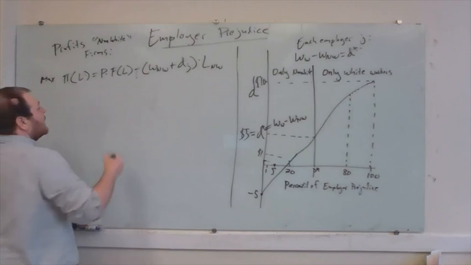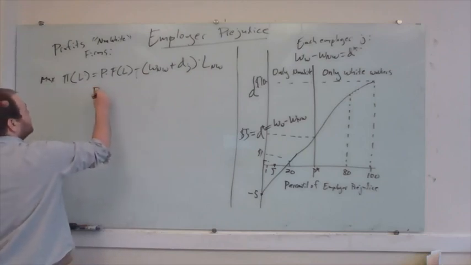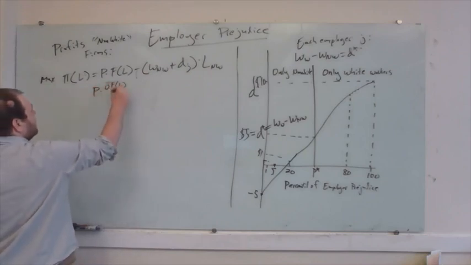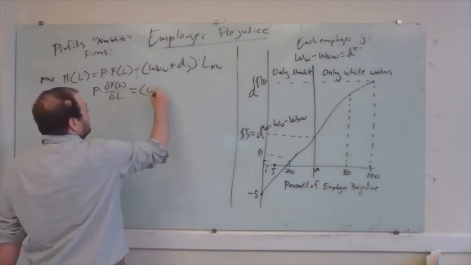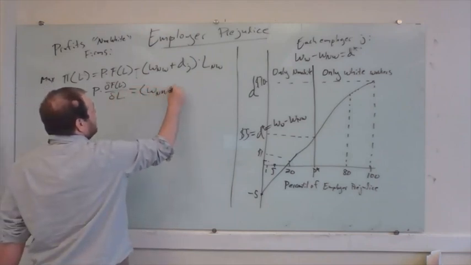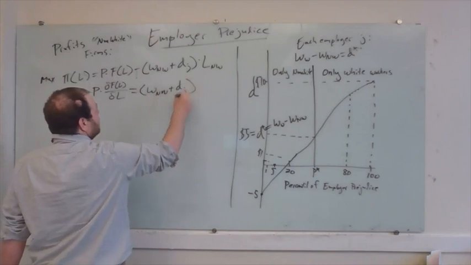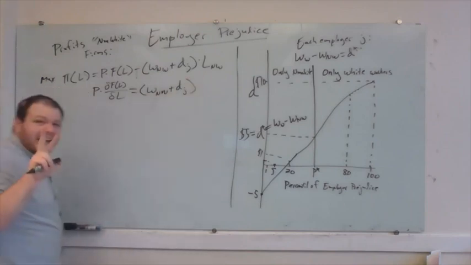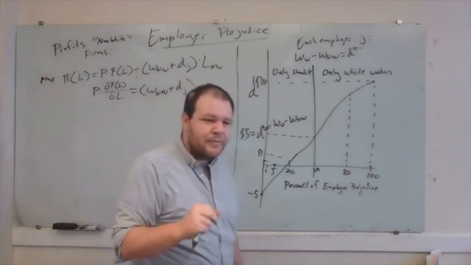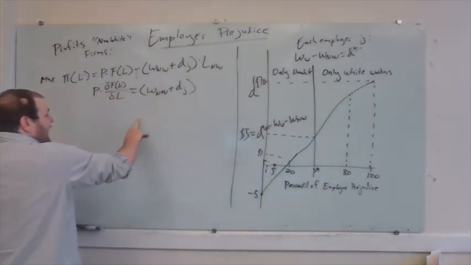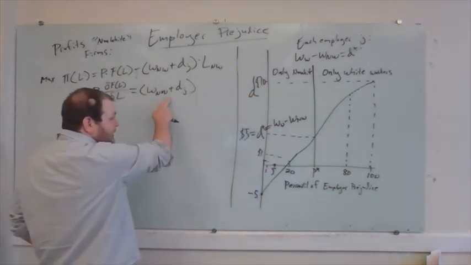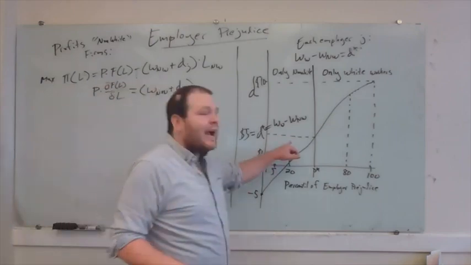As a result, they're going to hire workers up until price times df dl is going to equal wage non-white plus dj, right? So this has two important implications. The first one is going to be that these firms are going to end up hiring more workers on average than are the firms that only hire white workers.